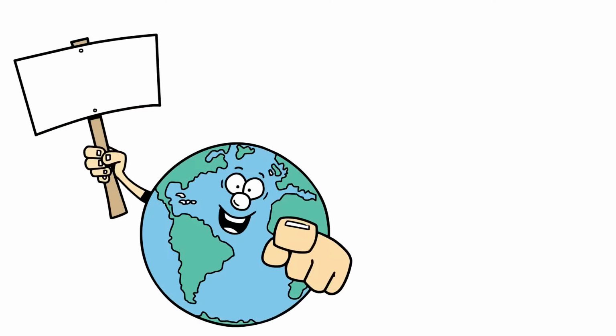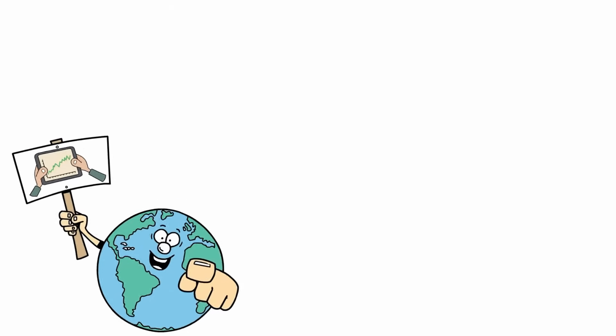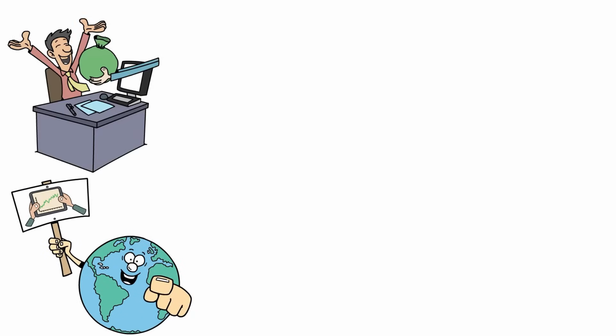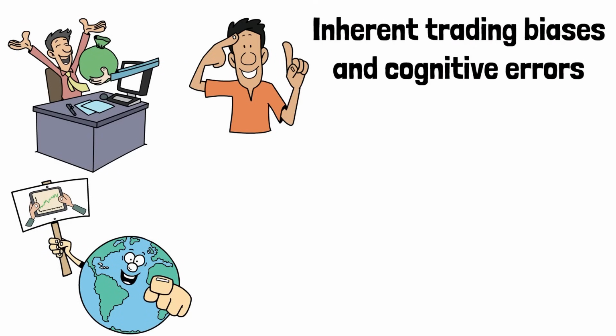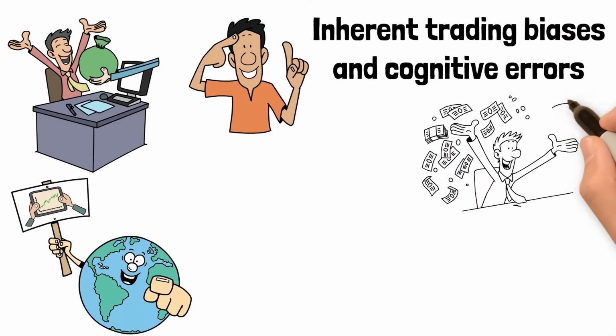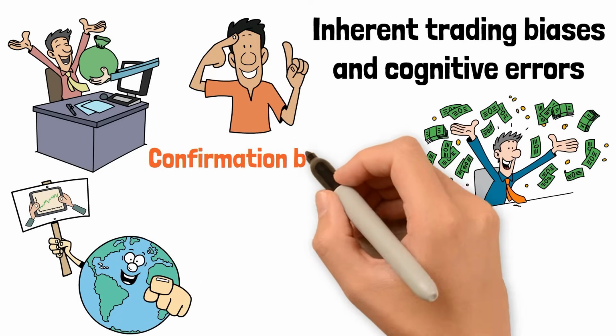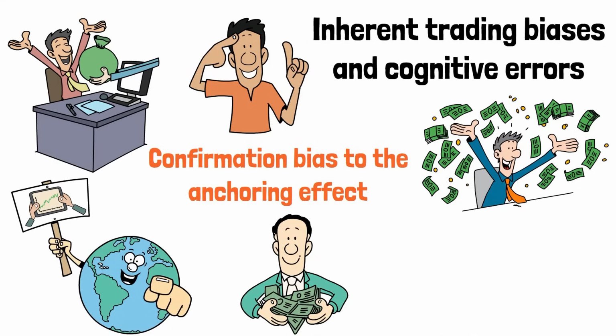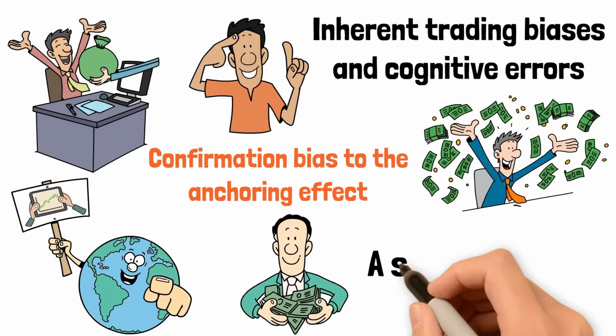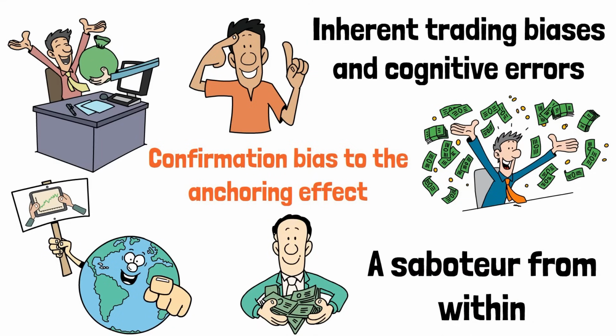In the world of trading, finding a profitable trading strategy is only half the battle. Our own minds, with their inherent trading biases and cognitive errors, often become the biggest obstacle for making money. From confirmation bias to the anchoring effect, these hidden trading biases can erode your profits. A trading bias works like a saboteur from within.